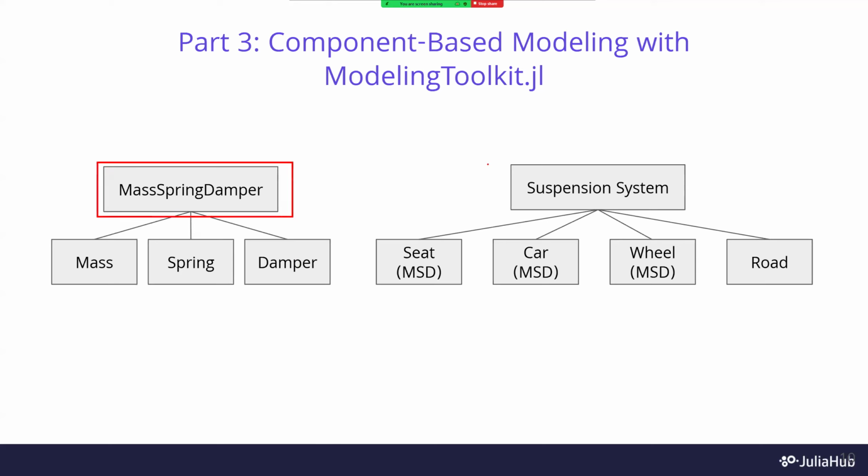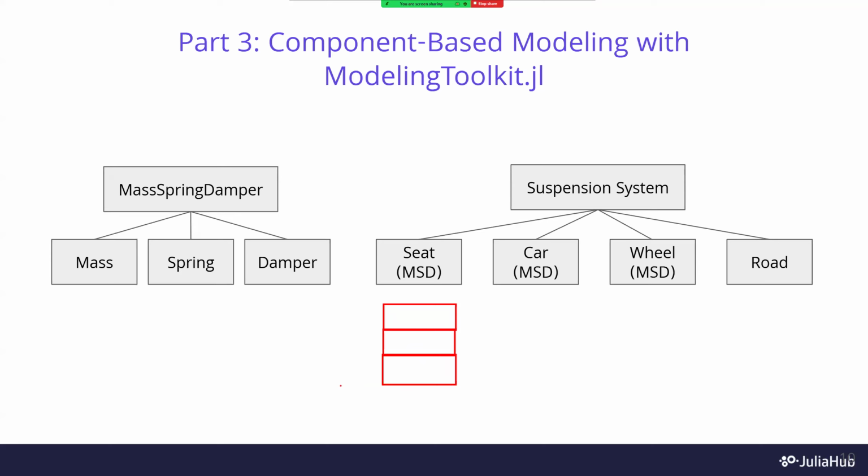And then in order to create our suspension system, we're going to have a seat, which is instantiated as a mass spring damper, MSD, sitting on top of a car body, which is another mass spring damper, sitting on top of a wheel, which is another mass spring damper, sitting on top of a road. So the idea is we have three mass spring dampers sitting on top of each other, representing a seat, car, and wheel. And then at the bottom, we have a road here.